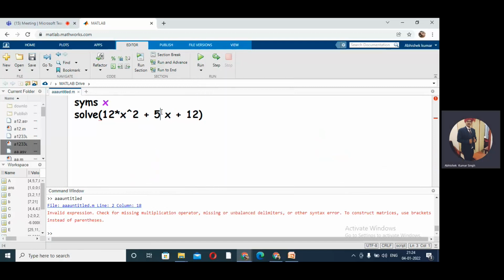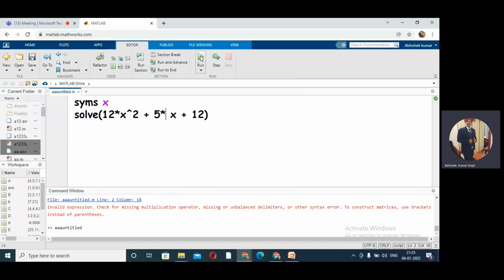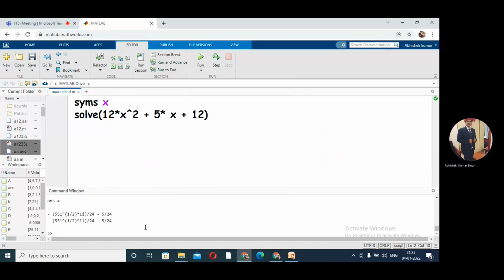Okay, I think, yeah, here 5 star x, right? Yes. Fine. Now we'll see the answer. Yes, here we have the imaginary roots: x minus of this, plus of this.